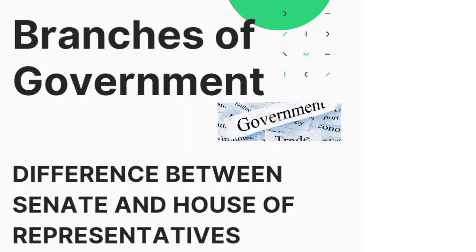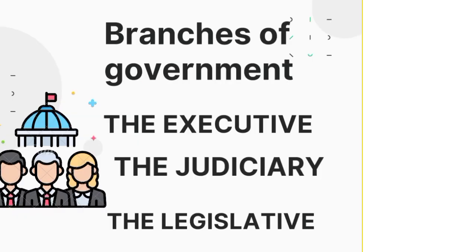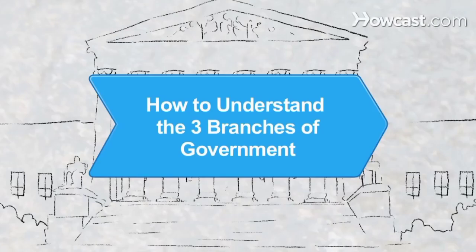Okay, so if we want to look at these items, we'll first see the meaning of government. Government is a group of people elected or selected to govern a state or a country. Now we want to look at the branches of government. We have the executive, the judiciary, and the legislative. These three arms of government help to ensure that there are checks and balances in governance, such that no one organ exceeds the other.